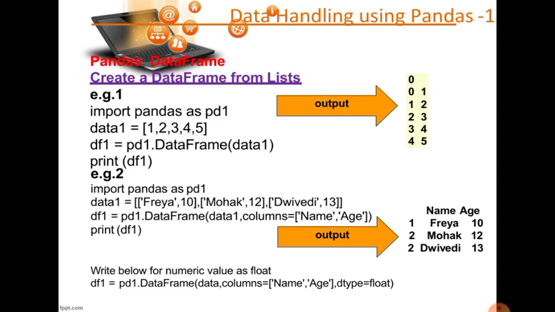df1 is equal to pd1.DataFrame(data1, columns is equal to ['name', 'age']). Print df1. Write below for the numeric values as floats: df1 is equal to pd1.DataFrame(data1, columns is equal to ['name', 'age'], dtype is equal to float). You can observe that 1, 2, 3, Feria 10, Mohawk 12, Vedi 13.